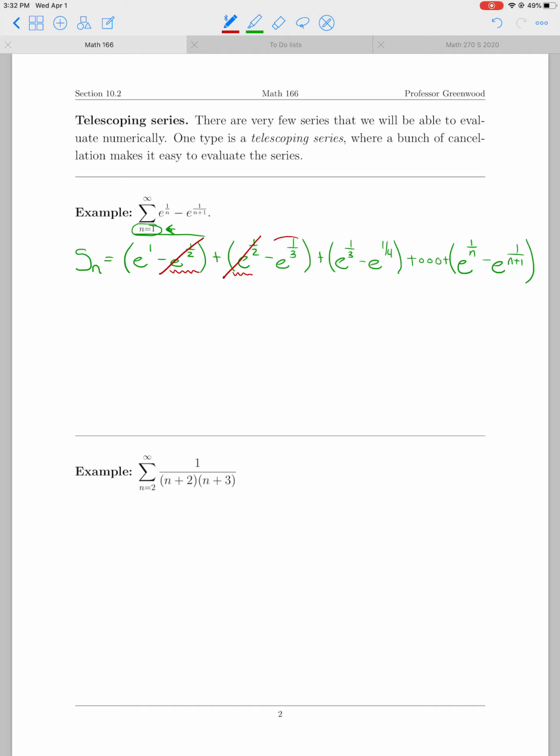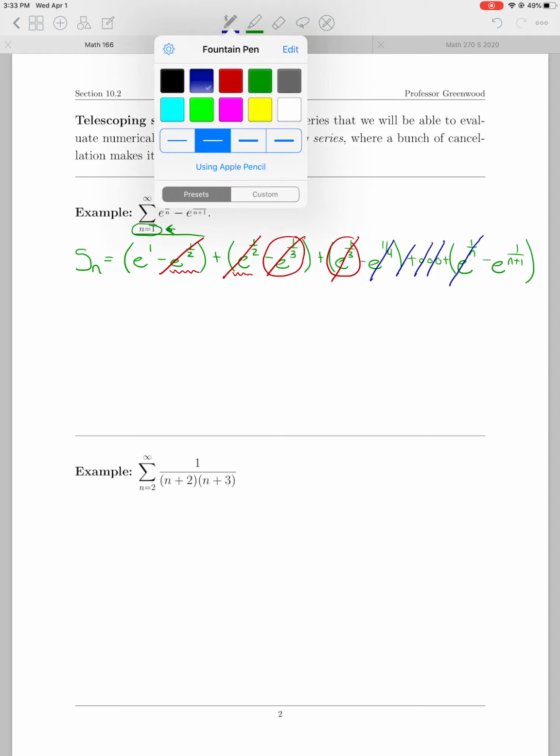The same thing ends up being true for this e to the 1/3 here and the e to the 1/3 there. They have differing signs, and so they cancel out. You can see that that pattern continues for this series, where the second part in every set of parentheses cancels out with the first part in the next set of parentheses. Overall, we have a bunch of cancellation, and we can see that this e to the 1 over n term would cancel with the set of parentheses before it.